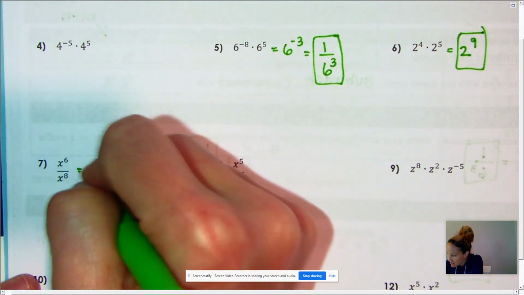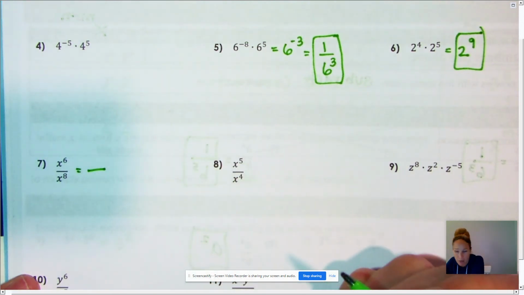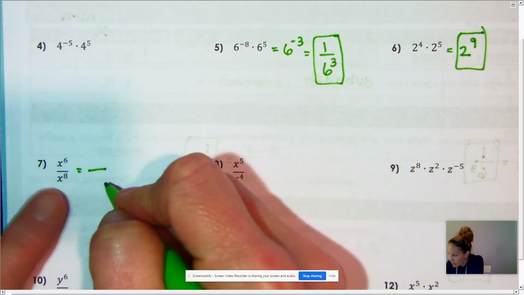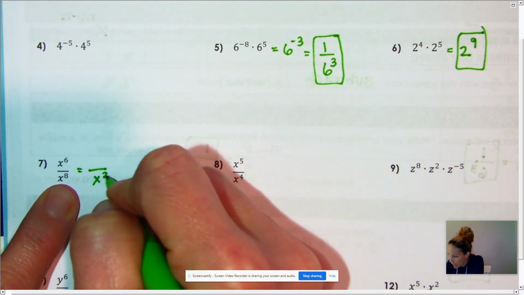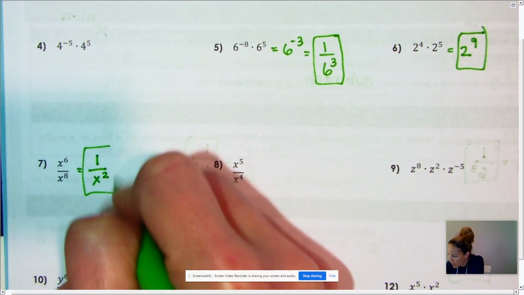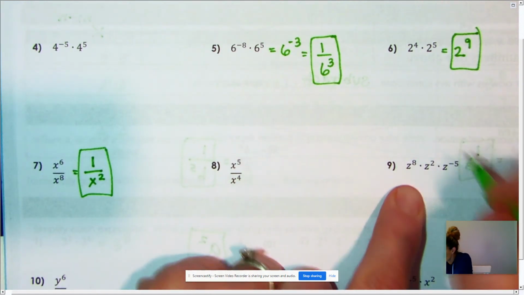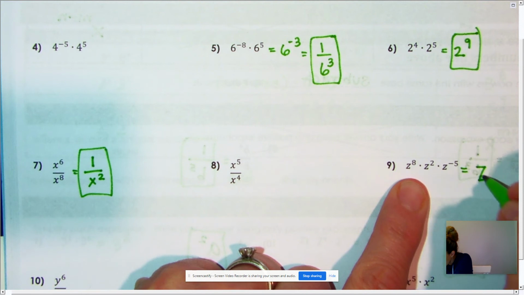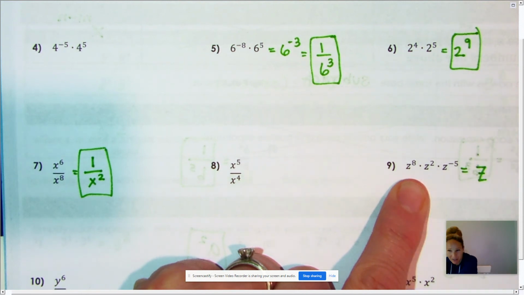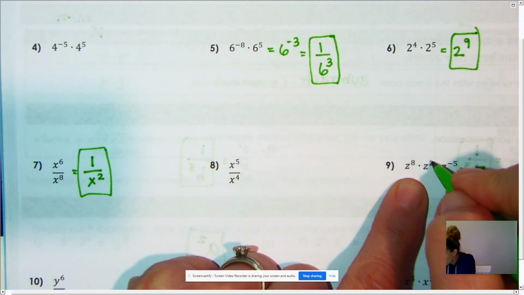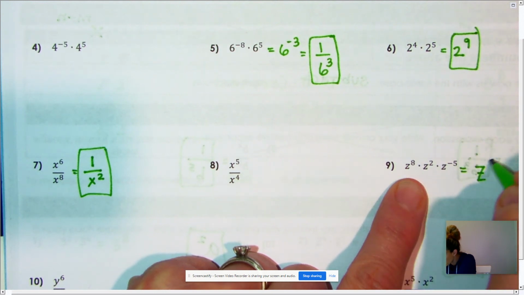So now we're going to ask ourselves, where are there more x's, top or bottom? There's more in the bottom because there's 8 of them and there's 2 extras. I have to put a 1 on the top to save my spot. Question 9, I'm going to add all of those up. Remember, I'm going to have a z. I just put the little line through it so it doesn't look like a 2. But now I'm going to add them up. 8 plus 2 is 10. 10 take away 5 is 5.